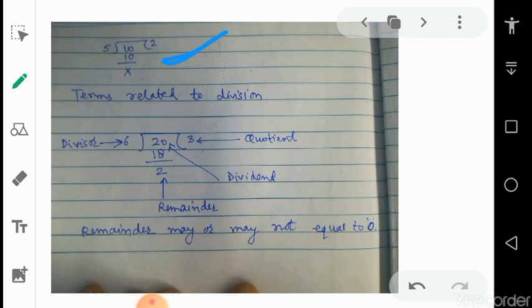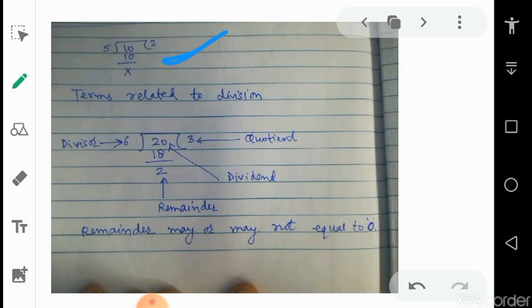Now as in the diagram you can see, if we are dividing 20 by 6, then if you know the tables you can do division, even multiplication also. So it's very important to remember the tables. Without tables it is not possible to do multiplication and division easily.